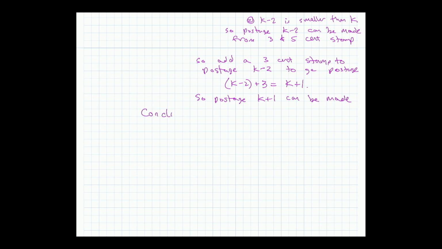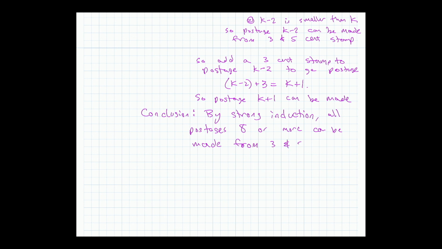So then you can make your conclusion, which is simply, I'll say by strong induction this time, but you don't need to. You can just say, by induction or whatever. By strong induction, all postages 8 or more can be made from 3 and 5-cent stamps. All right. So that's the idea. So that's the end of the proof.